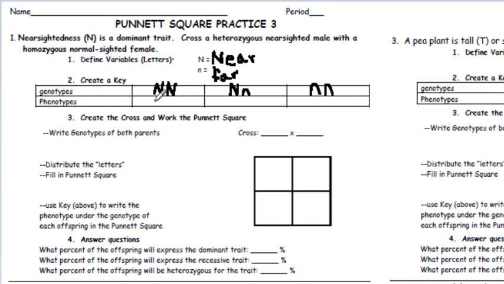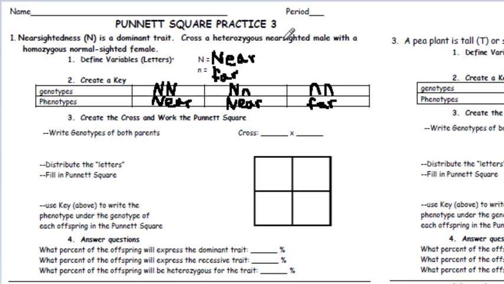Phenotypes, well, we have 2 near, so it's going to be near. And near is dominant as well. Here we have a dominant near and a recessive far, so near is going to win. Remember, phenotype means the physical trait. And here we have 2 recessive, a lowercase far, so we will have far here.